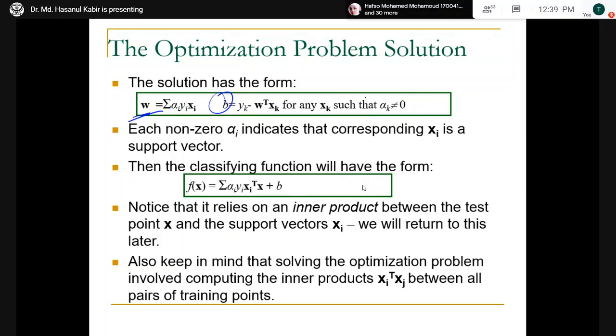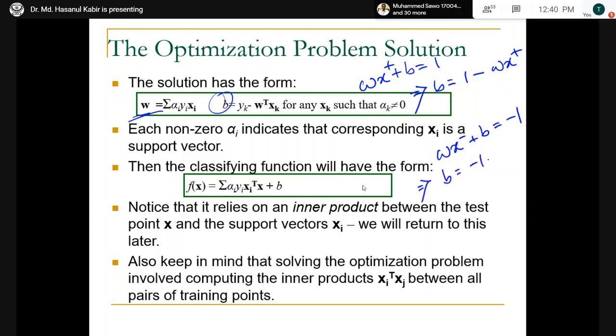Very simple. We already know that W transpose X plus B for the positive class is equal to 1. Now you already know the value of X and W, so to find B, this is equal to 1 minus W transpose X plus. How about the negative class? You can also sample a support vector for the negative class. W transpose X minus plus B is equal to minus 1. So to compute the bias B, this is equal to minus 1 minus W transpose X minus, right?